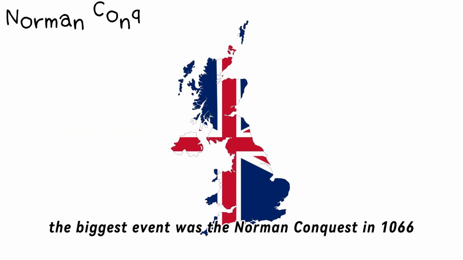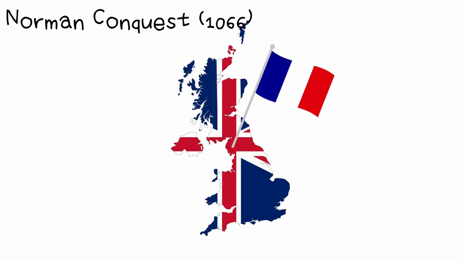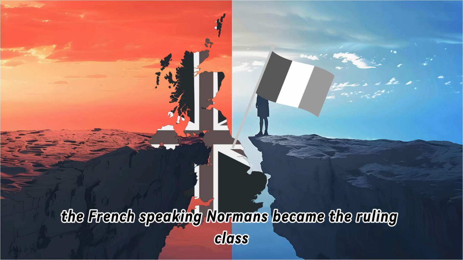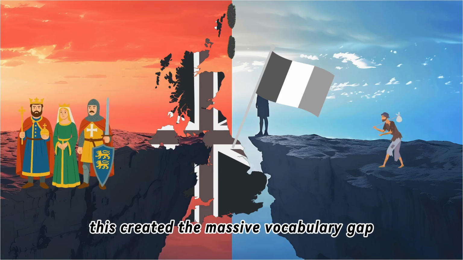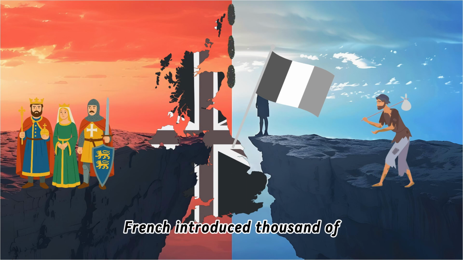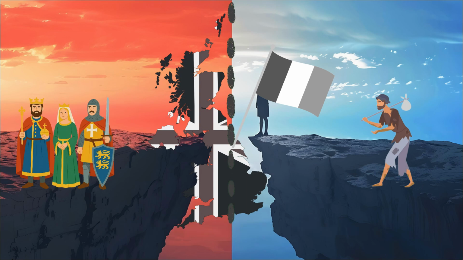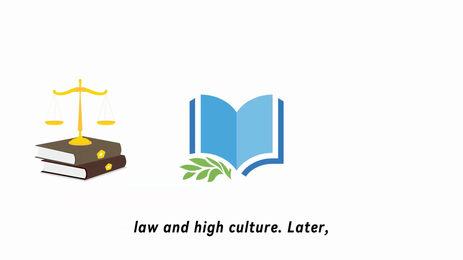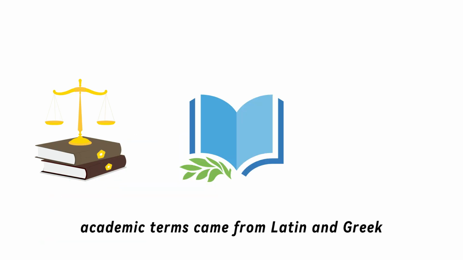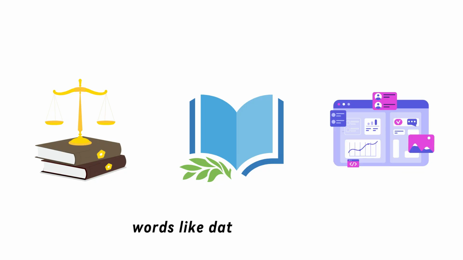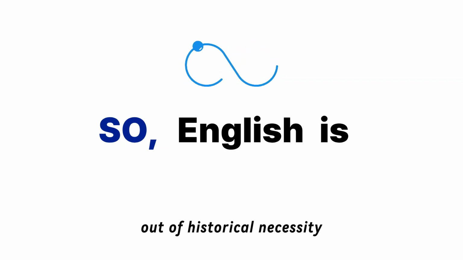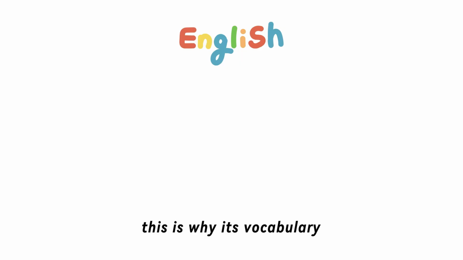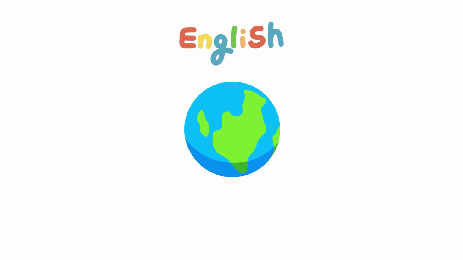The biggest event was the Norman conquest in 1066. The French-speaking Normans became the ruling class. This created a massive vocabulary gap. French introduced thousands of sophisticated words from government, law, and high culture. Later, academic terms came from Latin and Greek, words like data and concept. So, English is a language that became fluent in borrowing out of historical necessity. This is why its vocabulary is one of the largest and most diverse in the world.